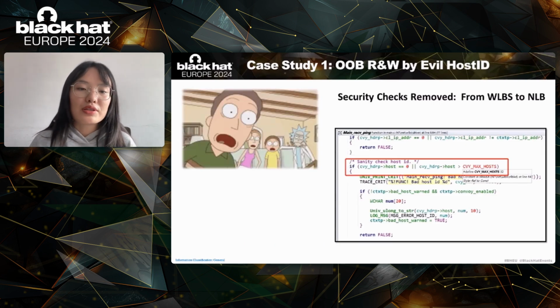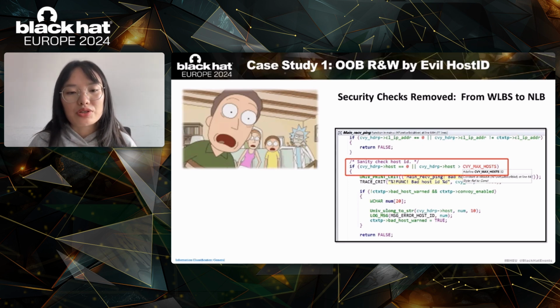We also found something interesting when studying the old WLBS code compared with the refactored NLB version. In WLBS, there was a safety check to make sure the host ID did not go over 32, but in the new NLB module, that check is missing. This shows how refactored code can sometimes accidentally leave out important checks, which could create vulnerabilities.